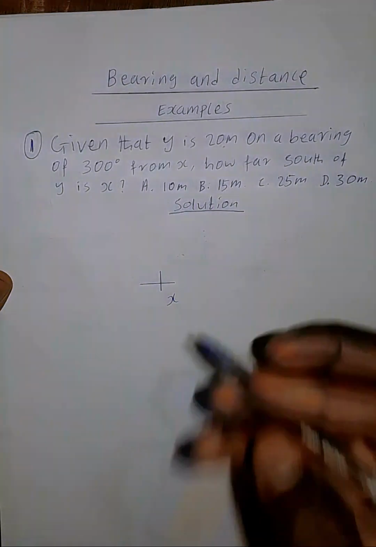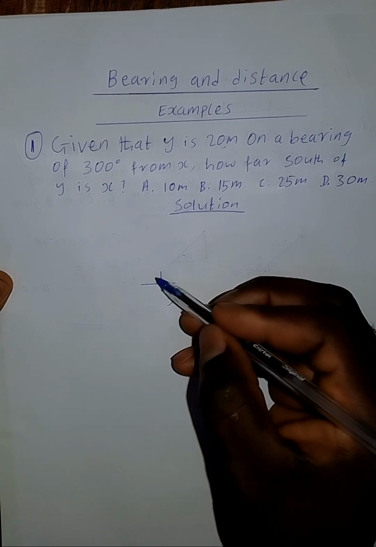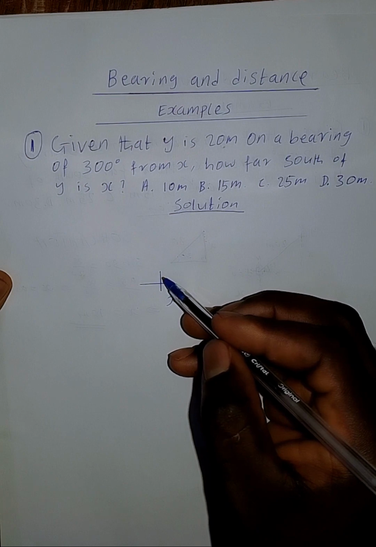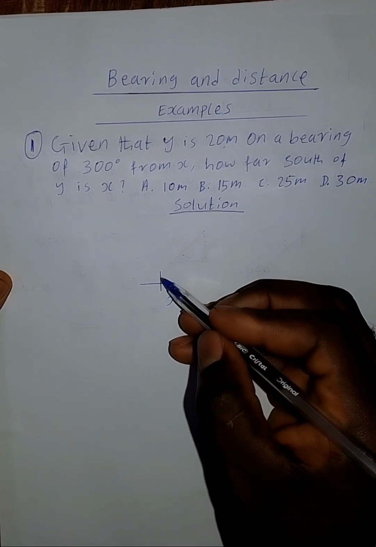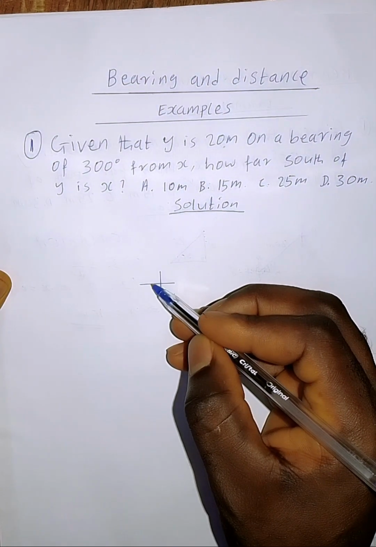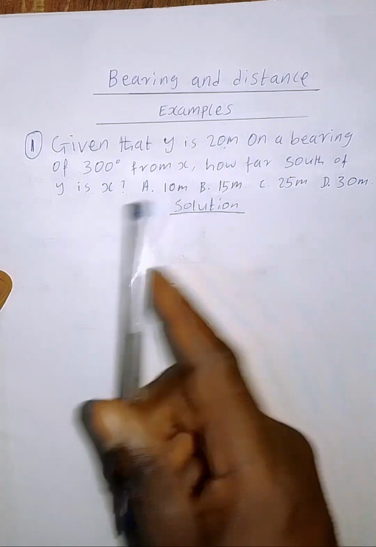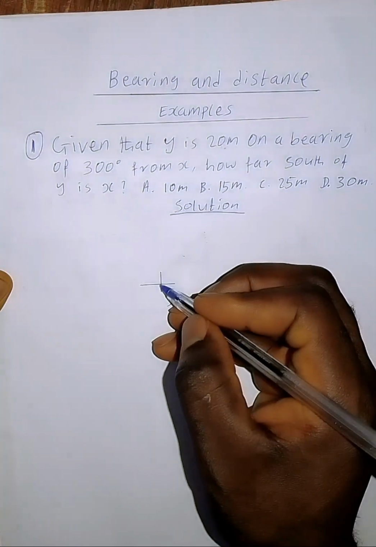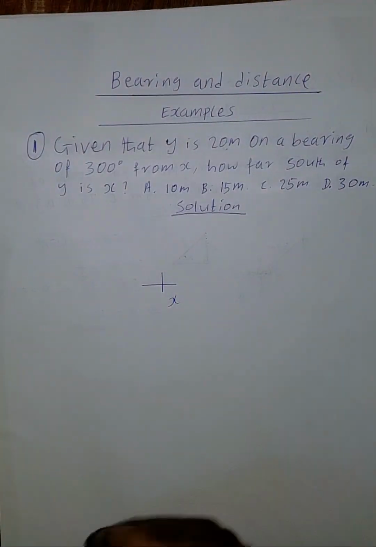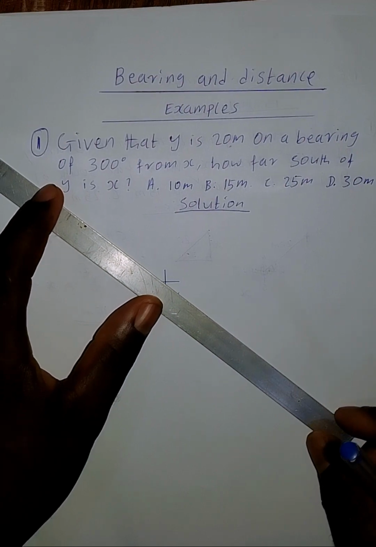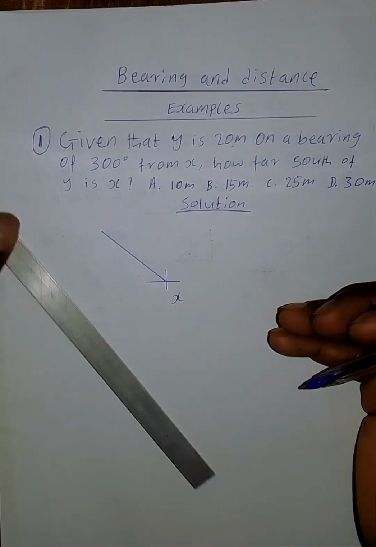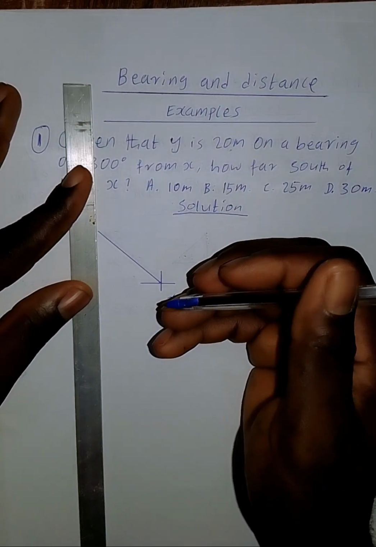So 300 degrees here will be on the fourth quadrant because 300 degrees can be calculated using this method. From here to here is 90 degrees. This is another 90, making it 180. This is another 90, making it 270, still less than 300. So when I add extra 30 degrees from the fourth quadrant, I'll get 300. So it will lie on the fourth quadrant. You draw a straight line from the fourth quadrant to locate your y. This point now will be my point y.